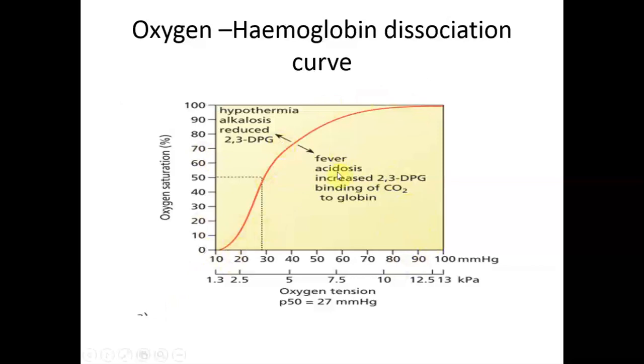الفيفر، acidosis، increase in the concentration of 2,3 diphosphoglycerate اللي هو مركب موجود داخل خلايا الدم الحمراء، هذا كله يسوي لي shifting of the curve to the right. While hypothermia, alkalosis or reduction in this compound 2,3-DPG will cause a left shift of the oxygen dissociation curve.